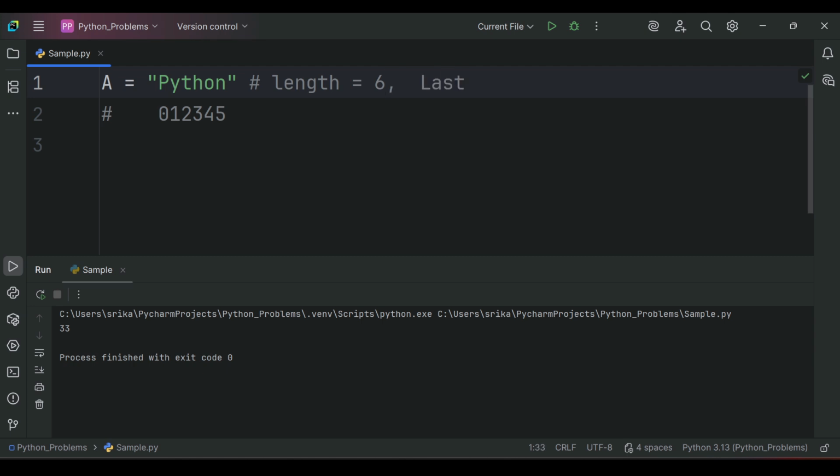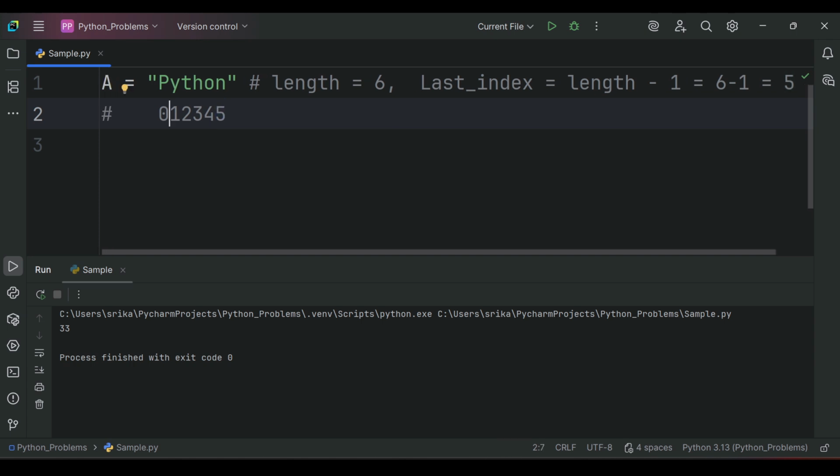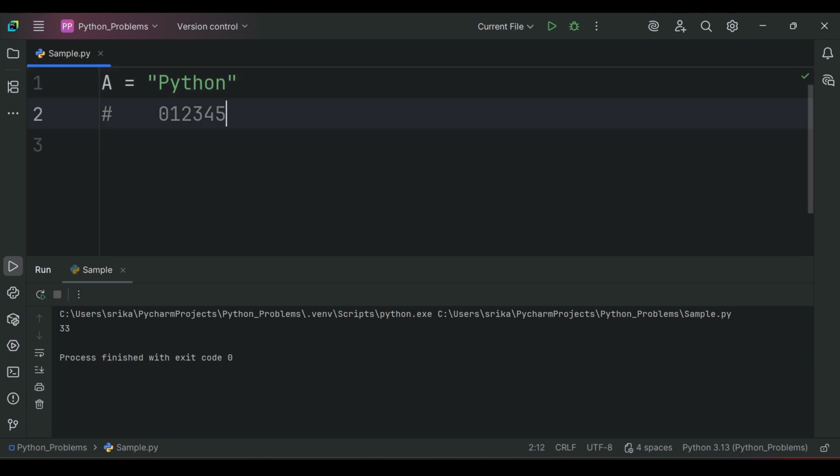The last index of this string is equal to the length minus 1. Length minus 1 means 6 minus 1, which is 5. The last index is equal to 5 and the first index is always 0. Not only this one, if you take any string, the first index is always 0 and the last index is equal to the length of the string minus 1. Keep in mind, friends, the first character index is always 0 and the last character index is always length minus 1.